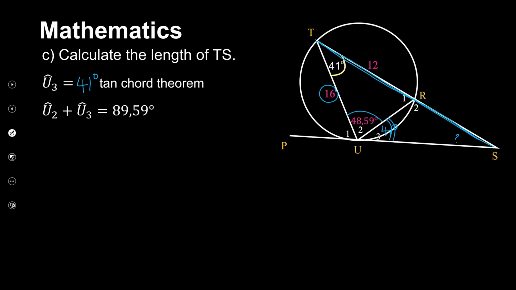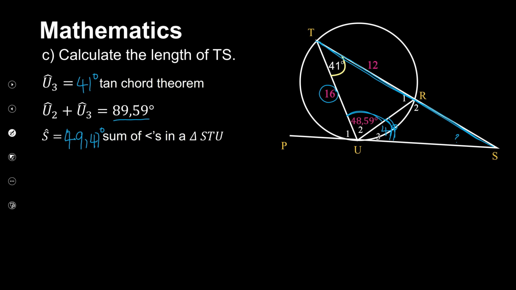Okay, U2 plus U3 now together, these two together, will give us 89,59. We're going to use that now to find angle S. So angle S will equal 180 minus 41 minus 48 minus that amount there. So S will equal 49,41 degrees, just using the angle sum of a triangle.